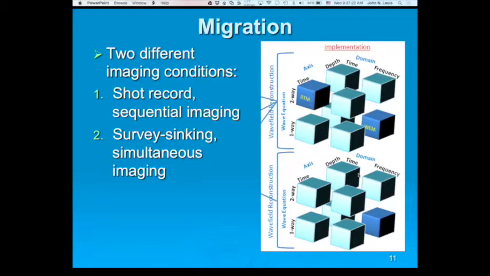So the migrations that we're going to build up in the various implementations really have two different imaging conditions that I'll detail for you. The first one is what I think of as reverse time migration, and that's mostly what I have here in the PowerPoint in the current form you have. That's the shot record sequential imaging.